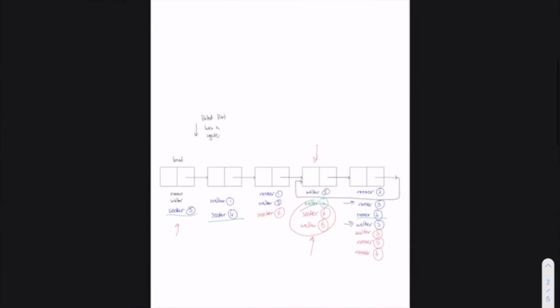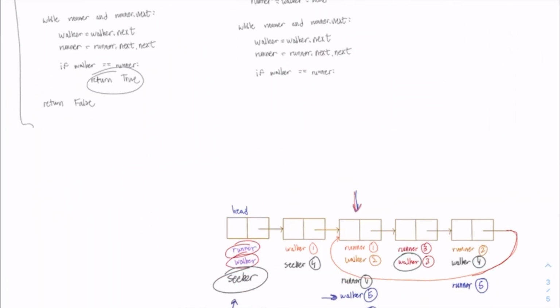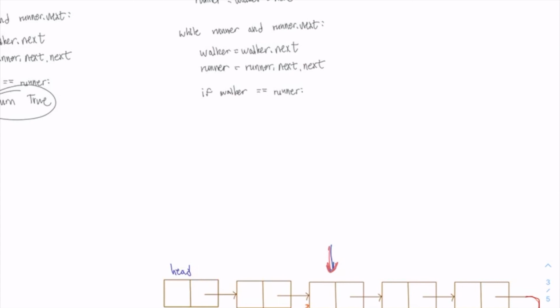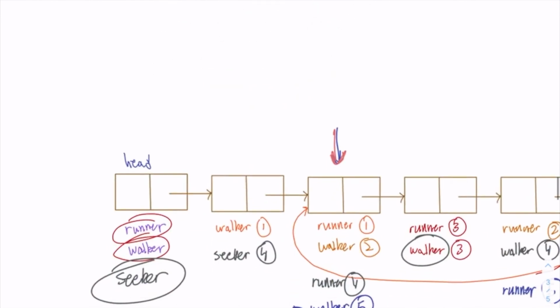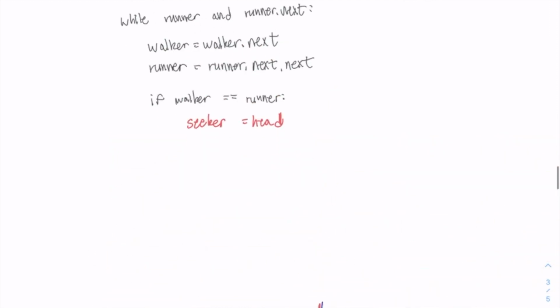So now that we've proven that, we can finally go on to our implementation to return this node when seeker reaches that node. So if walker is equal to runner, seeker is equal to head, right? As we've shown here, where the moment runner and walker are in the same node at the same time, we introduce a seeker with a time of 3. So seeker is equal to head.